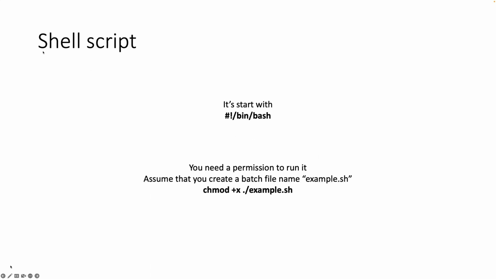Then we talk about shell script. Shell script, you start with sharp and then /bin/bash, and here's the first line of the bash file. And if you want to execute it, you need to give it permission. You can use chmod +x to give a permission to run it, followed by a program name which is example.sh.